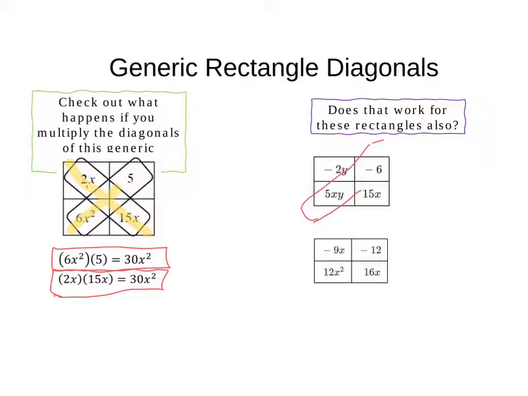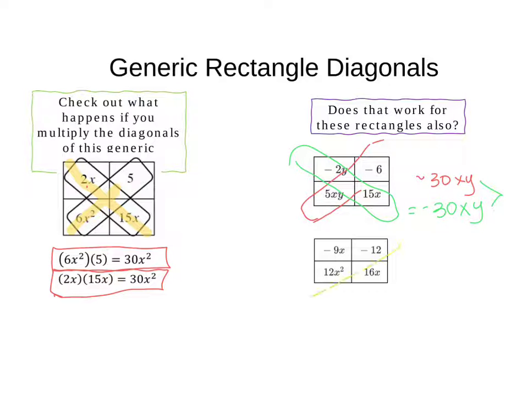All right, what is 5xy times negative 6? If you said negative 30xy, then you got it right. How about what is negative 2y times 15x? If you said negative 30xy, you are correct, and you will notice they're the same. What about down here?